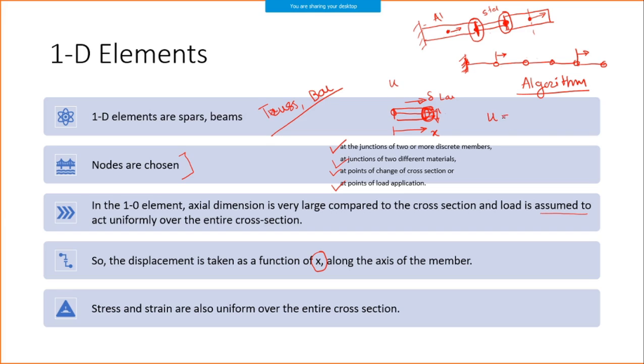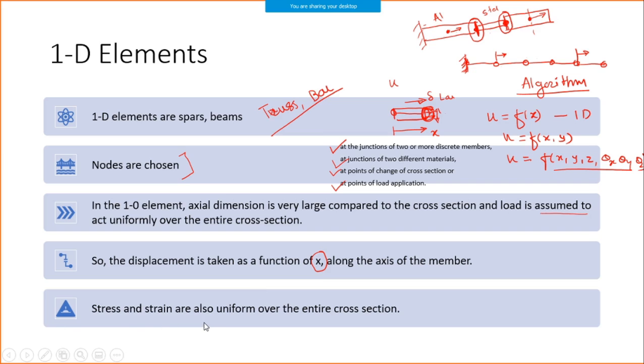So this u is nothing but a function of x. That is what in a 1D element. Similarly, you can look into the 2D element. This function will become u, now a function of x and y coordinates. If I consider a 3D element, I can have a function of x, y, z, and then theta x, theta y, theta z. All these variables will be taken into account.